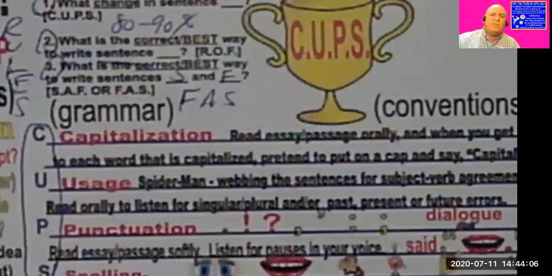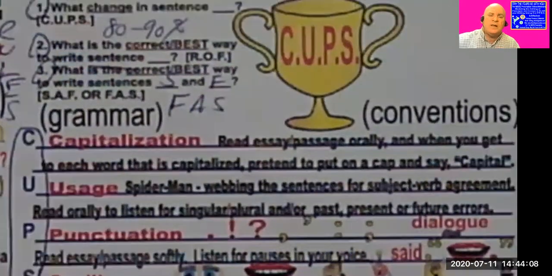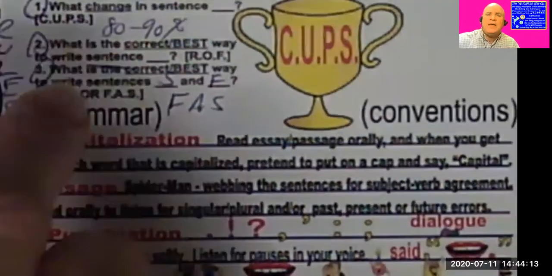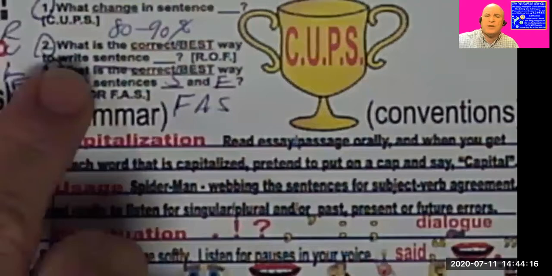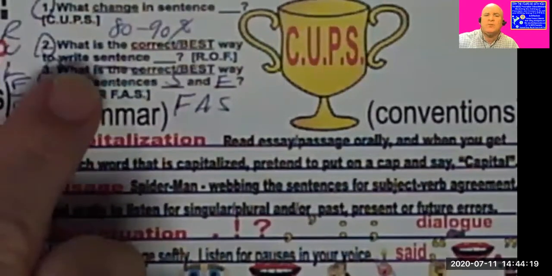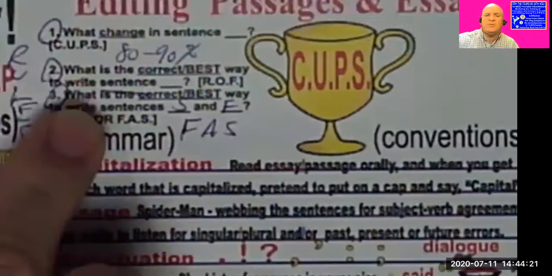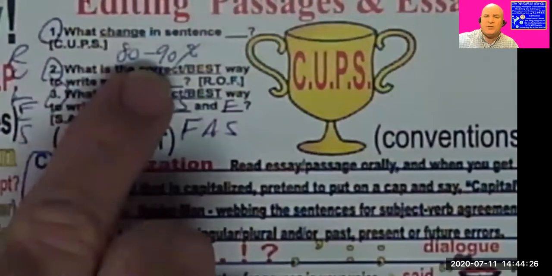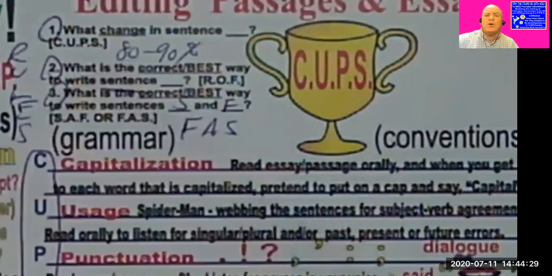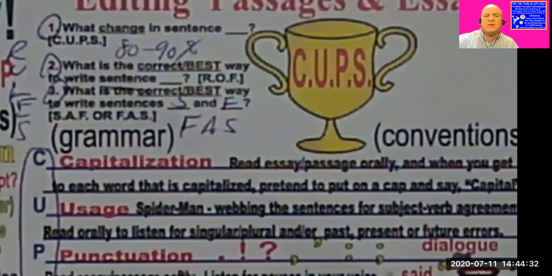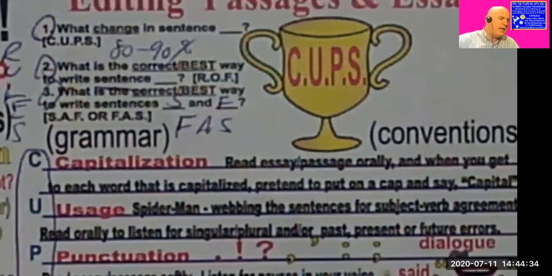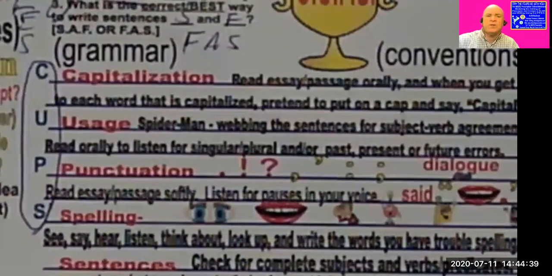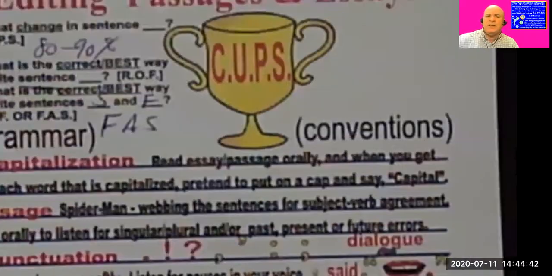And so we have to make sure, because I noticed in the ELAR questions for fifth grade and higher, they give your kids questions with correct and best. And so they're going to have to be able to, in ELAR, understand the difference between what change, which is the question they'll ask 80 to 90% of the time, and what correct or best way should I write sentence or sentences, which will be asked anywhere between 10 to 20% of the time. So that is real important.